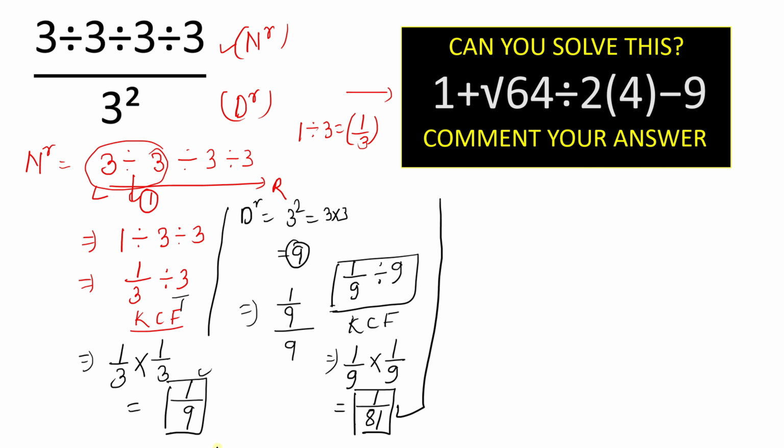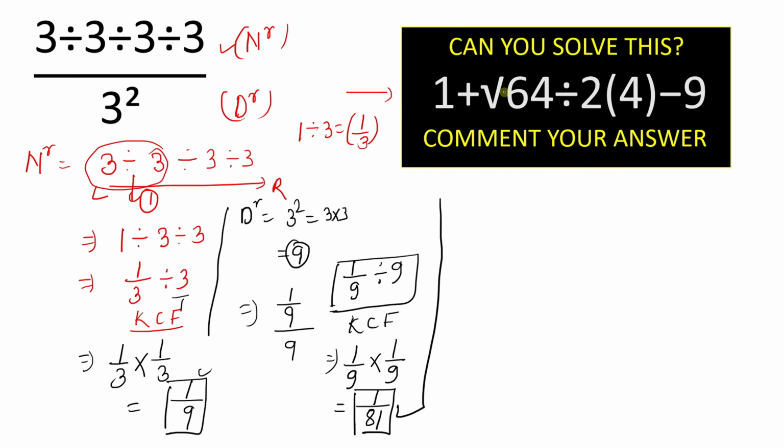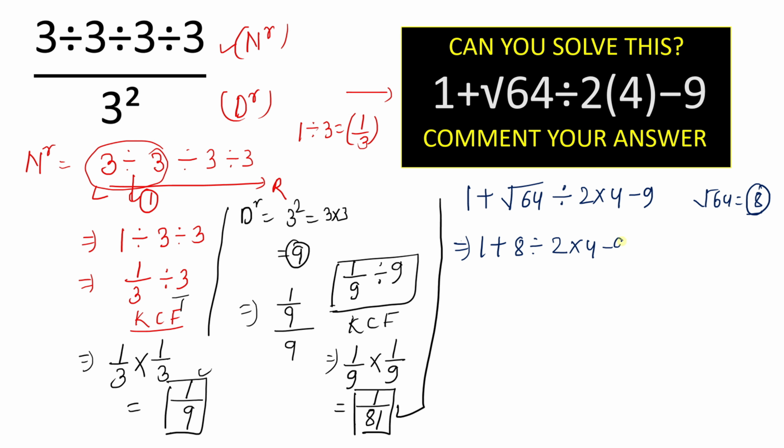And moving to the next question, let's change the color here. Let's go for, yes, blue. We have 1 plus root over 64 divided by 2 times 4 minus 9. And root over 64 is 8. This is the value of root over 64. So we can simply write 1 plus 8 divided by 2 times 4 minus 9.